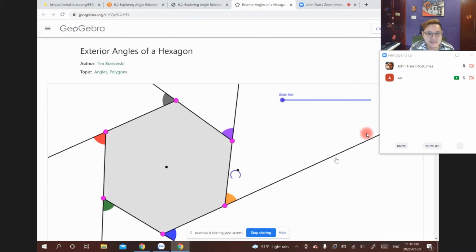Oh, that's so much color. I like colors. Tim Brzezinski. Must be Polish, no? Yeah. Or maybe Polish origin.